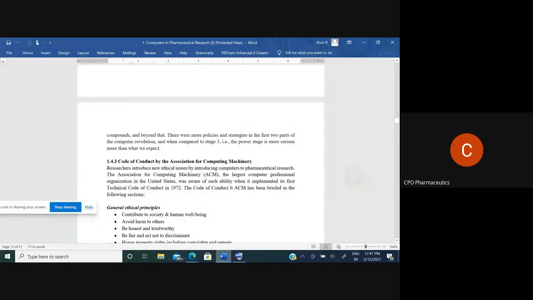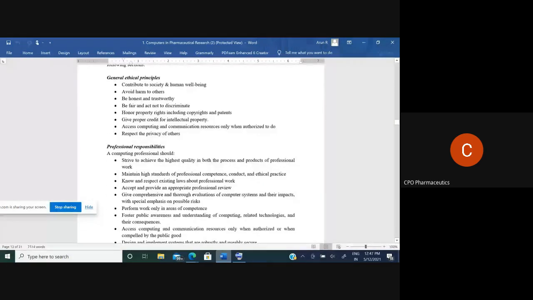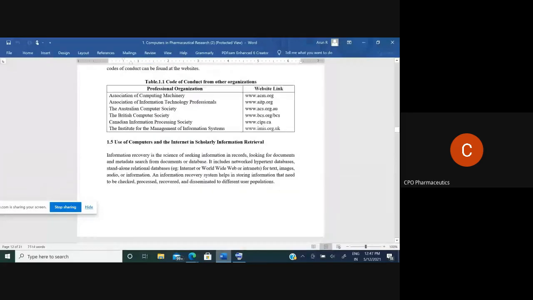Okay, this is again a very interesting part. I will not bore you, I will just try to give you a short way. Whenever the computer comes into the game, central storage systems, networking, all those things come into the game, and automatically data infringement can also happen.